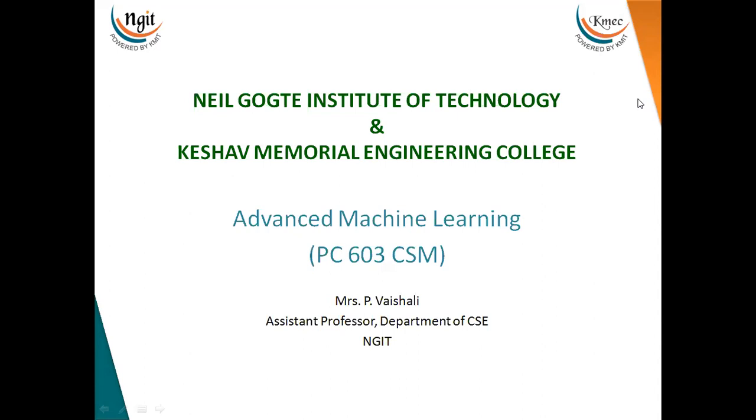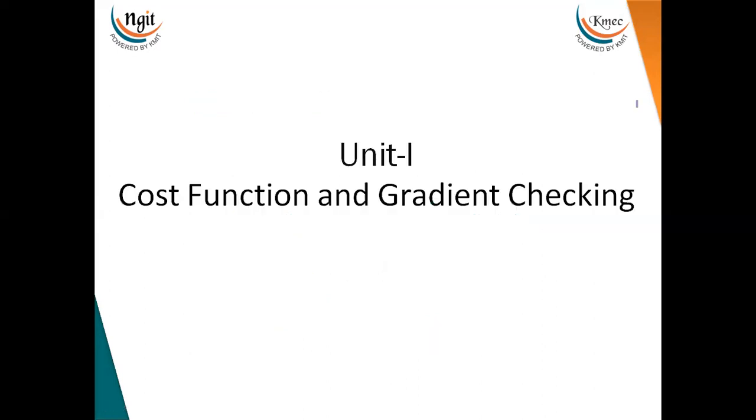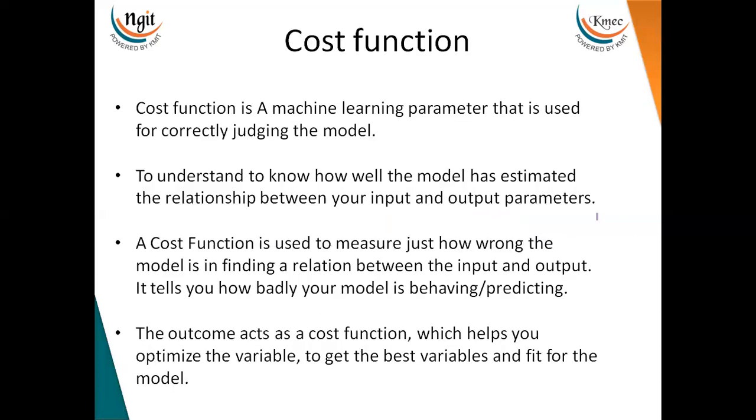Now, in today's video, we are going to see how we can judge the accuracy of our artificial neural network. To judge the accuracy of an artificial neural network, we have to find out the cost function. And to reduce this cost function, the technique we are using is gradient checking. Now, what do you mean by cost function? Cost function is a parameter. It is represented by a formula and it is used to judge our model.